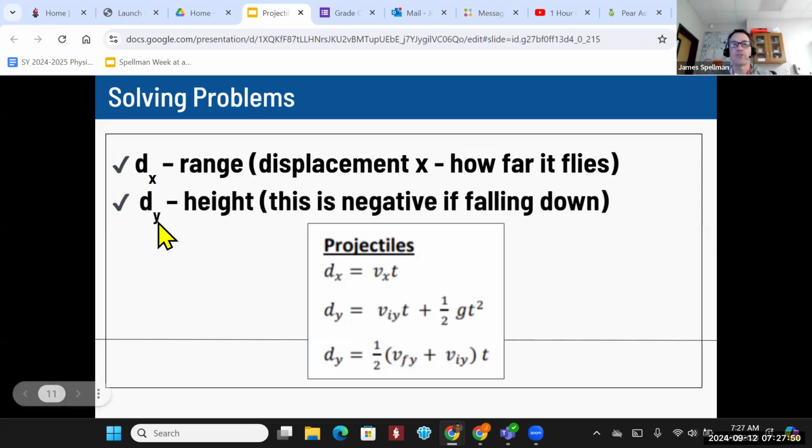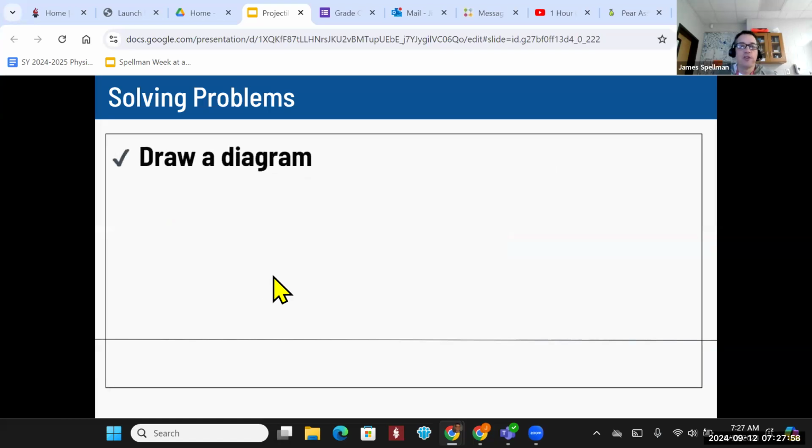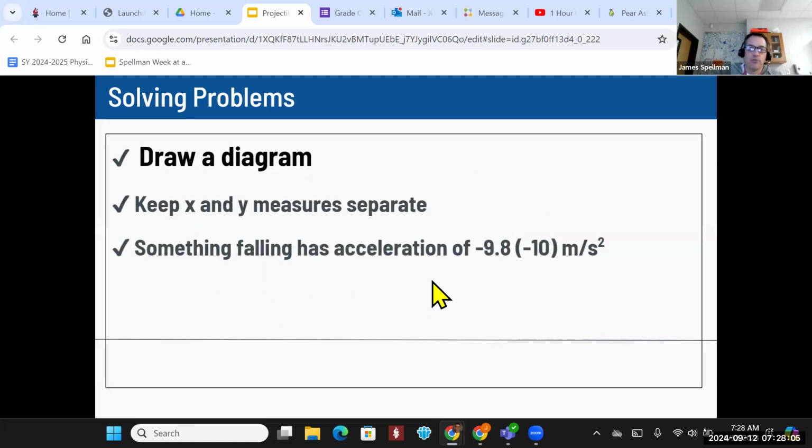This is generally our height. So they're both D's for displacement, but they're in different directions. X is side to side, Y is up and down. So when we're doing these, I would encourage you, the first thing to do is draw a diagram. Remember to keep your X's and Y's separate from each other. Remember that something falling has an acceleration of -10 or -9.8 meters per second squared. We often use -10 just to make the math easier.